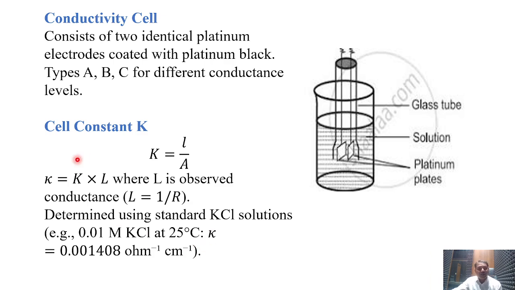So for this cell constant determination we need to know the specific conductance of KCl, and by observing the conductance of the KCl solution in our lab we can determine the cell constant, that is the specific conductance of KCl at room temperature upon the observed conductance of KCl at room temperature. In this way, from this ratio we can determine the cell constant of any particular cell.